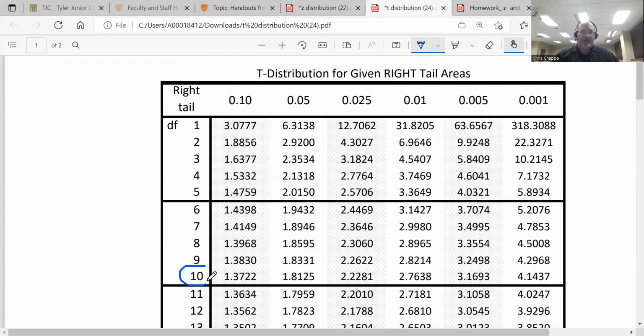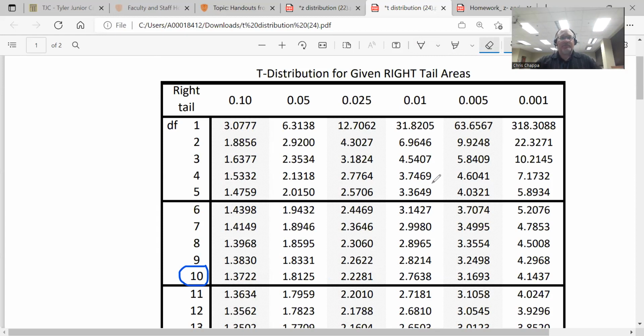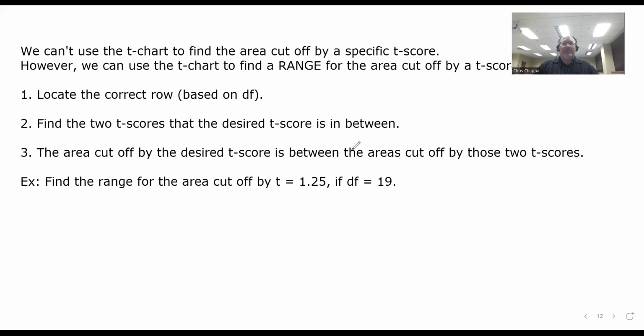Well, if you go to the 10 degrees of freedom, 2.5 is not even in here. So what do we do? Because if we go to the correct row and have a t-score in mind, there's a good chance you're not going to see it in that row. Well, there is a protocol for this. We can't use the t-chart to find the area cut off by a specific t-score. However, we can use the t-chart to find a range for the area cut off by a t-score. And here's how we do it.